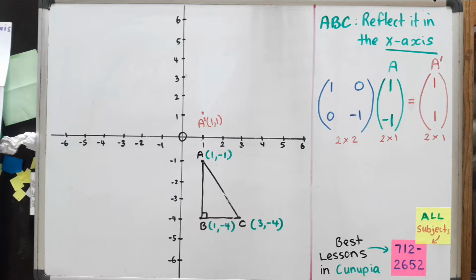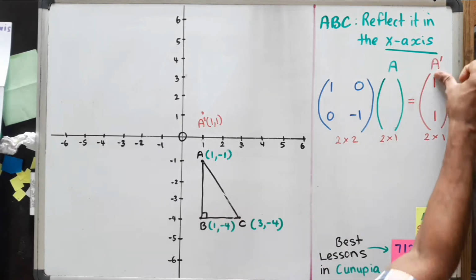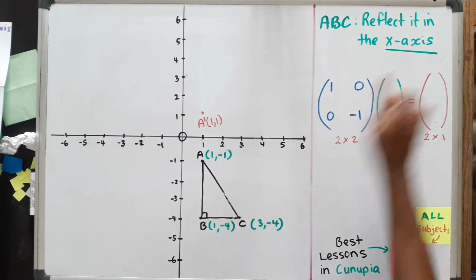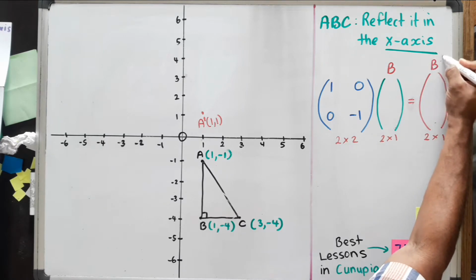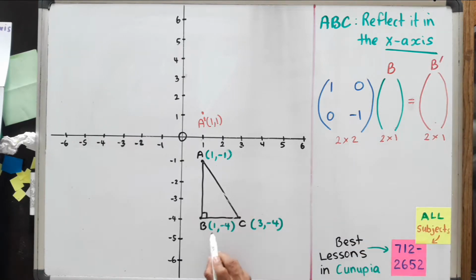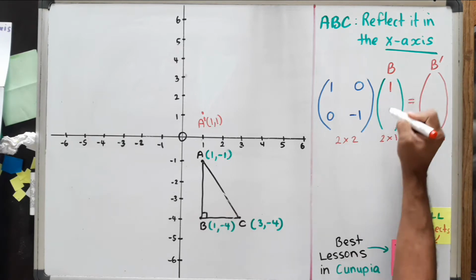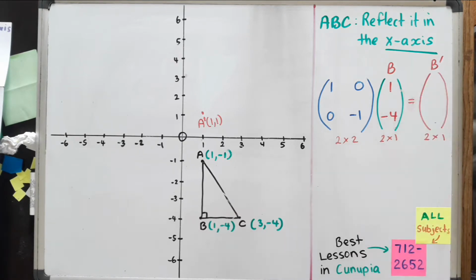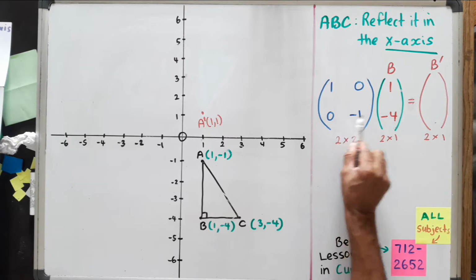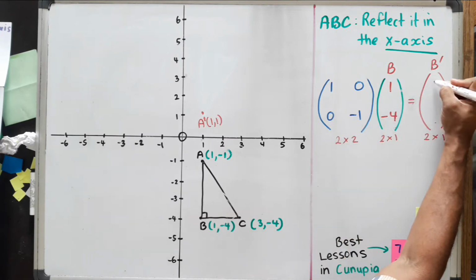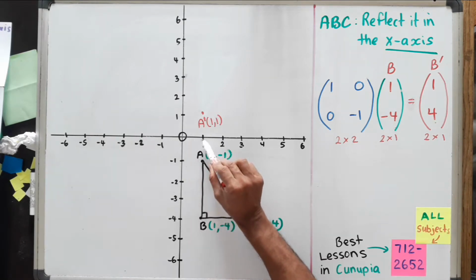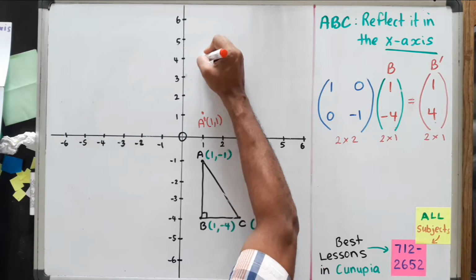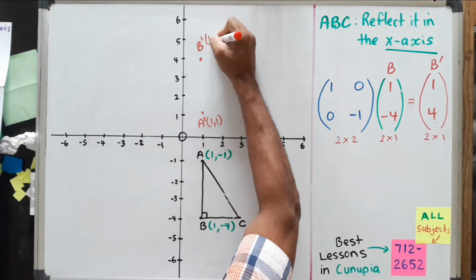So here's what we're going to do now. We're going to take the same matrix and multiply by point B. Your working will look like this. You're going to multiply this matrix by B, and the answer will be B prime. Point B is 1, minus 4, so put 1, minus 4. The x goes on top, y goes underneath. When you multiply this by this, I believe you will get 1, 4. So my new point, B prime, is positive 1, positive 4.